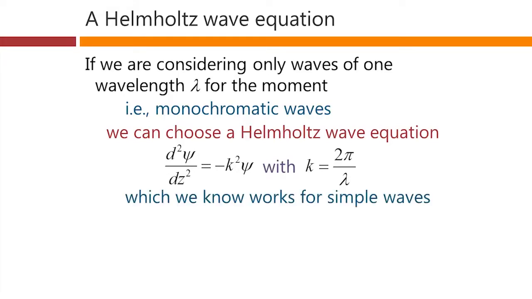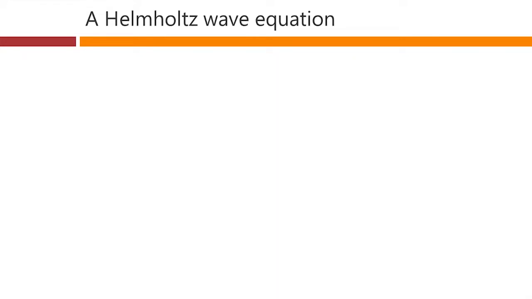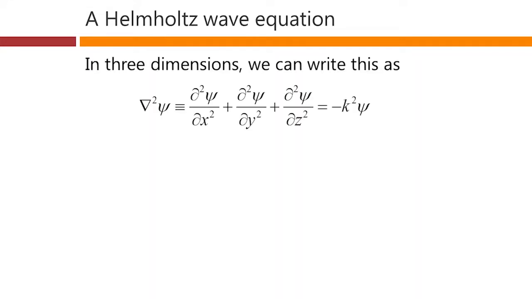And we know this works for simple waves. We're hoping it's going to work for our quantum mechanical waves here. And it's got solutions like sine kz, cos kz, e to the i kz, or the same things with minus signs. All of those are solutions of this equation, at least until we put some boundary conditions in. So in 3 dimensions, we know we generalize this as del squared psi equals minus k squared psi. So again, we're postulating that we think we can construct a Helmholtz wave equation here that may work for us.